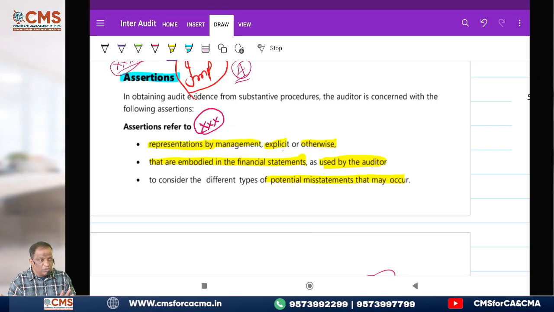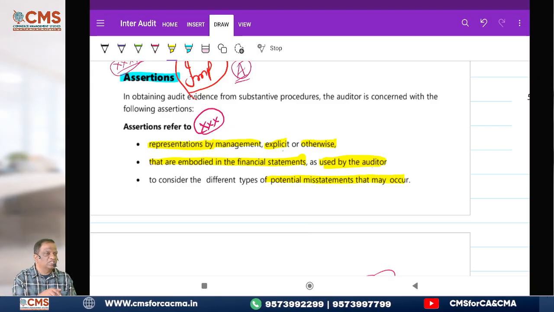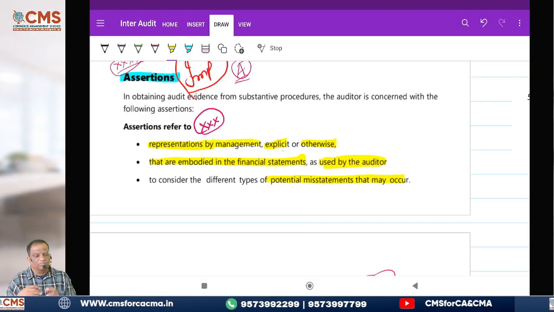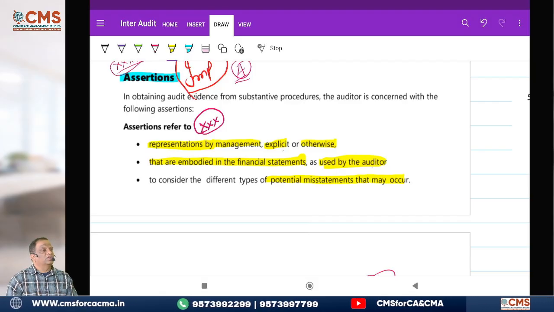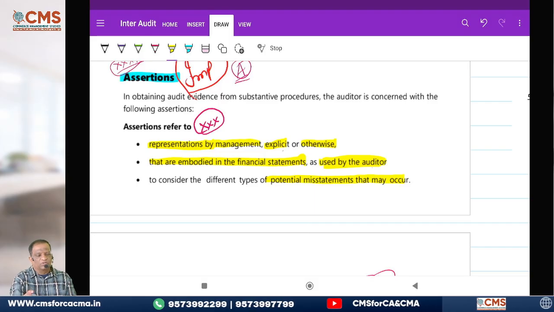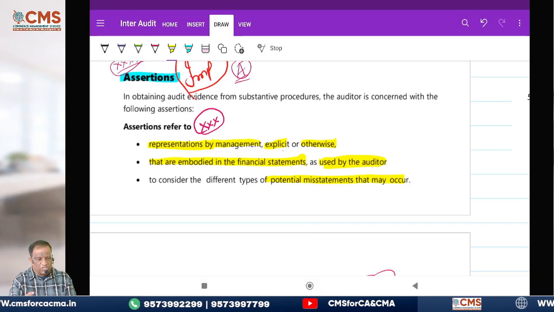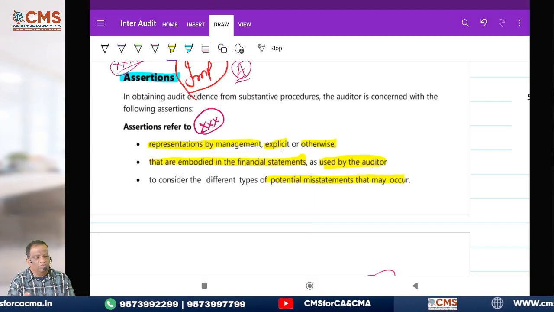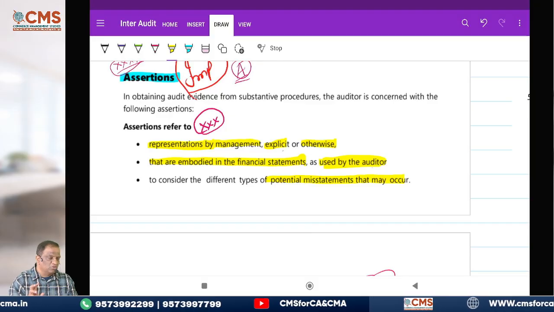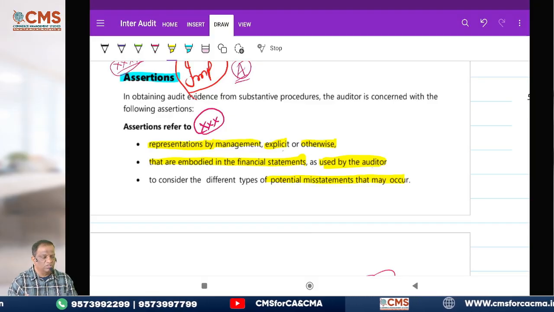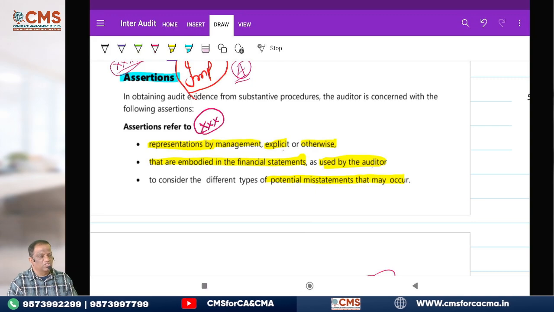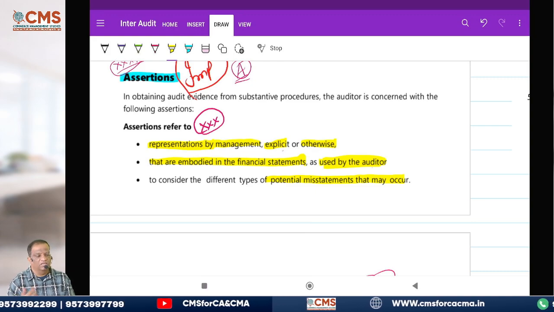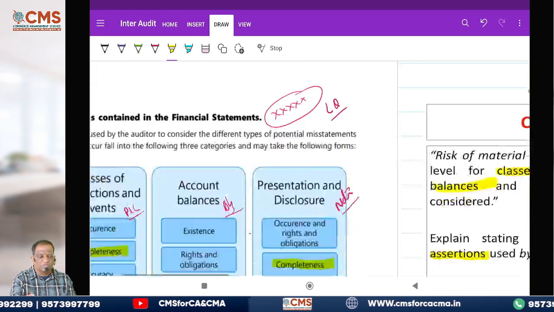But why is he using them? Is it that he wants to invest in the company? No. He is using them for expressing an opinion, to see whether there are any potential misstatements. So, to sum it up, what are assertions? Assertions refer to representations by the management, whether explicit or implied, that are embedded or embodied in the financial statement used by the auditor to consider the different types of misstatements.